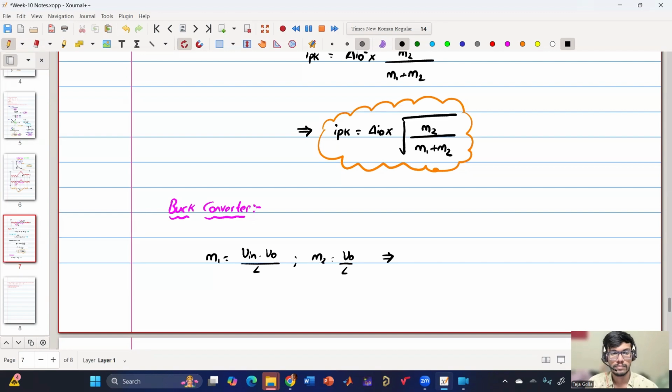Sir, are we taking the slopes of capacitor current and inductor current as same? Yes, slopes will be same, right? Because IC is IL minus I naught and I naught is constant. We are considering it constant, so the slopes are same, yes. So only for the buck converter we are doing this. Yes, only for the buck converter. So Riddhi is saying delta I naught into square root of D. Very good. Others also please calculate. Substitute M1 and M2 and let me know what you are getting.